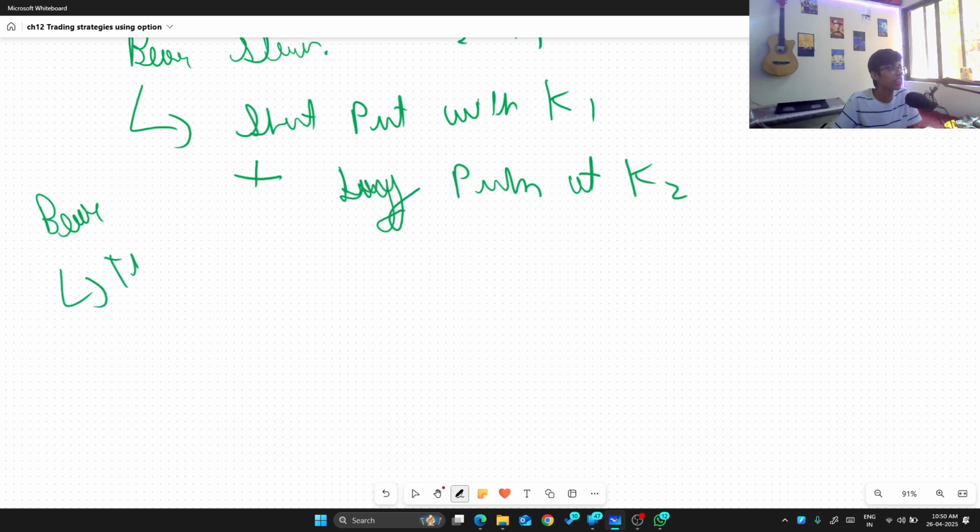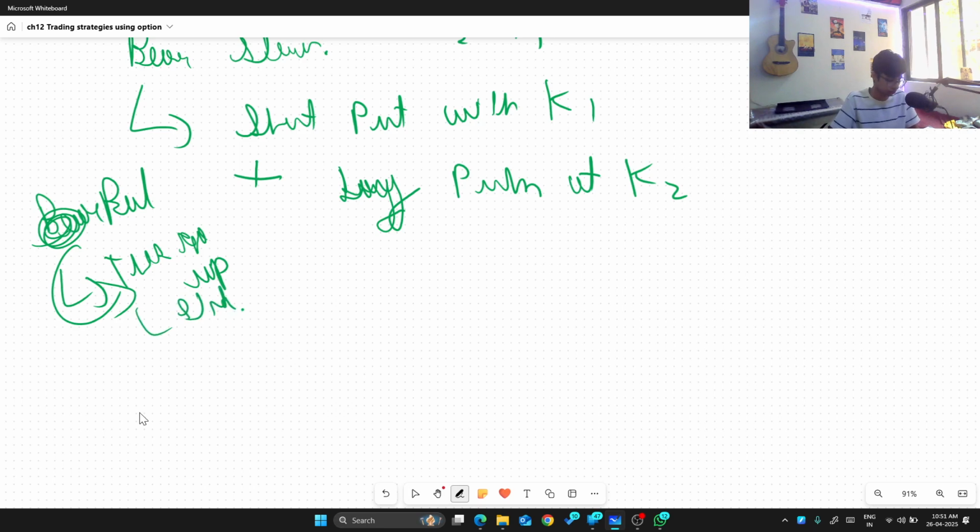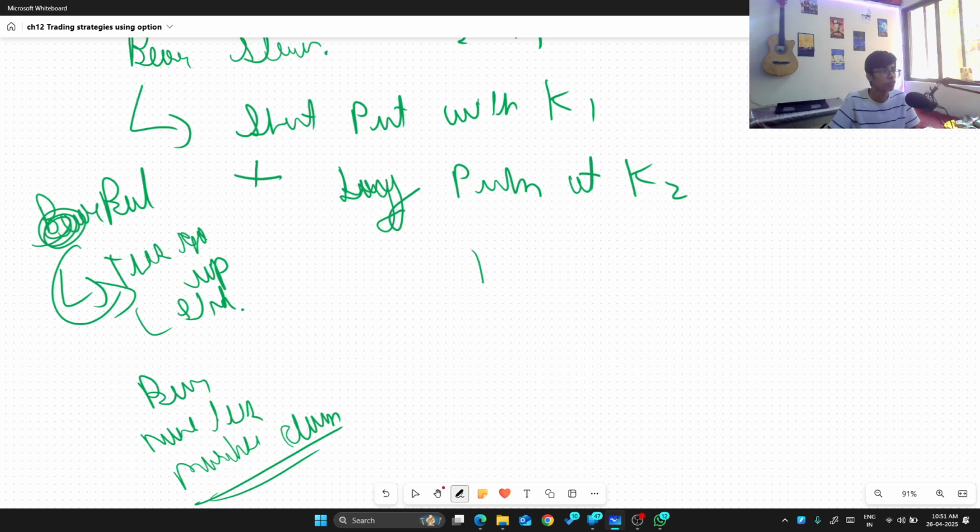In a bull spread, we think the market will go up and the stock price will increase. But in a bear spread, we think the market will go down and we have to protect ourselves from the market going down. So its payoff diagram would be as simple as this.